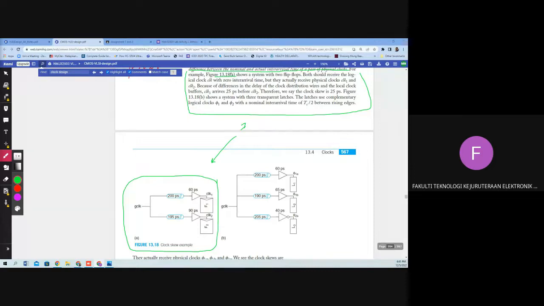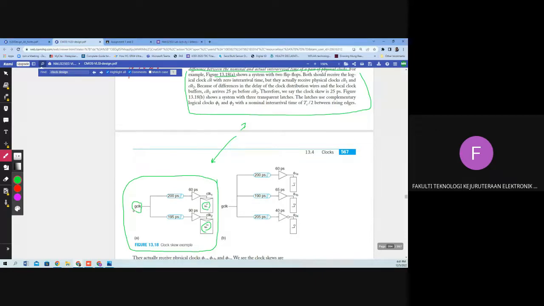Figure 13.18a shows a system with two flip-flops. We have flip-flop 1 and then flip-flop number 2. And then here is the global or the main clock. These two flip-flops are the clocking elements.